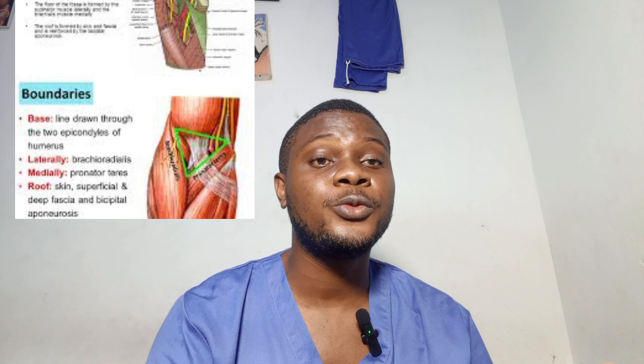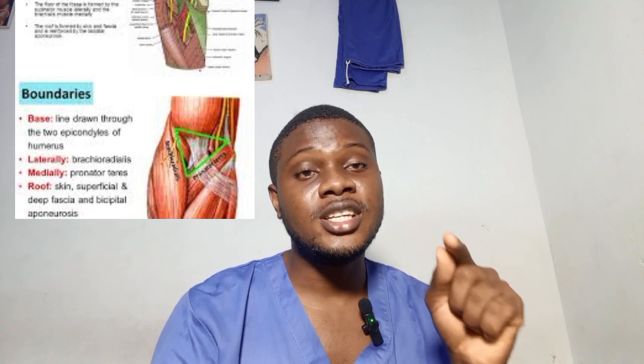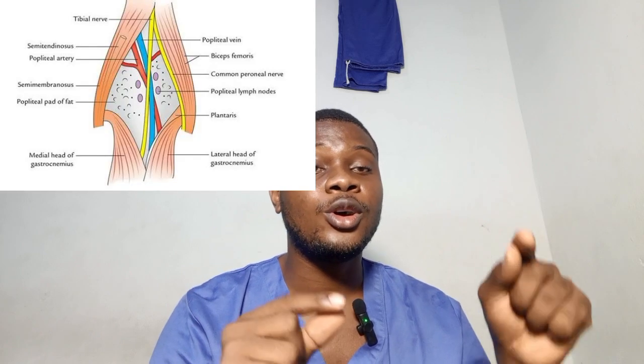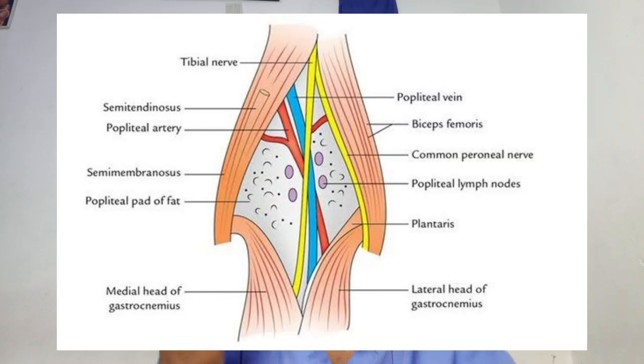Then when it gets to the cubital fossa, where is the cubital fossa? Your cubital fossa is a depression in the anterior part of the elbow, between the arm and the forearm. So it is an anterior depression of the elbow joint. That is where the cubital fossa is. So you can put it like that.